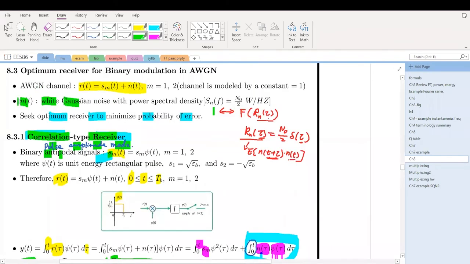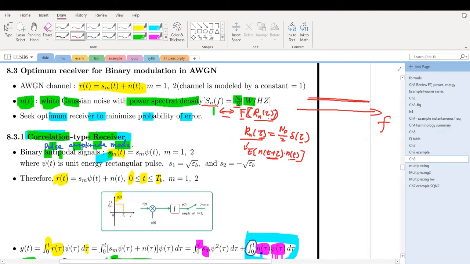Now let's recall the noise is a white process with power spectral density N0 divided by 2 everywhere. So this is the power spectral density over frequency. And the power spectral density is the Fourier transform of the autocorrelation. So this is an autocorrelation. If we take a Fourier transform, this is a constant, the Fourier transform of a constant.